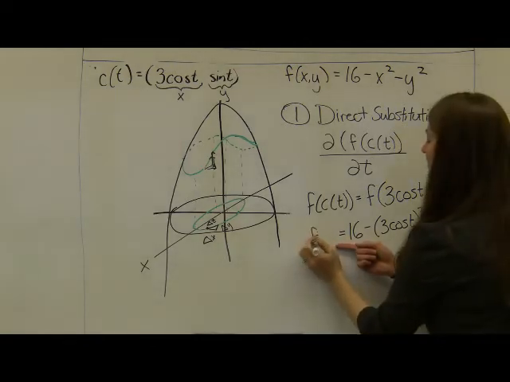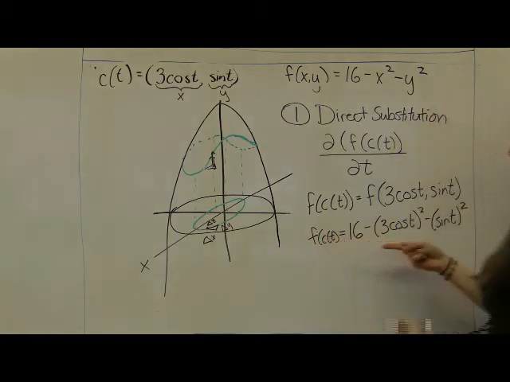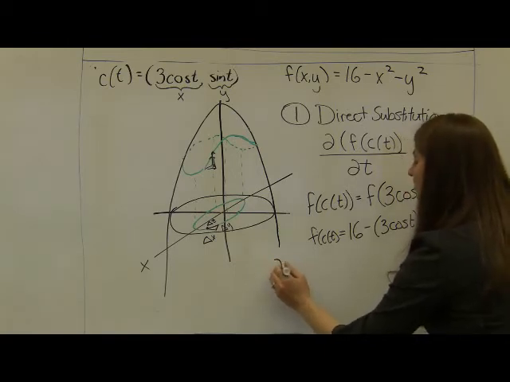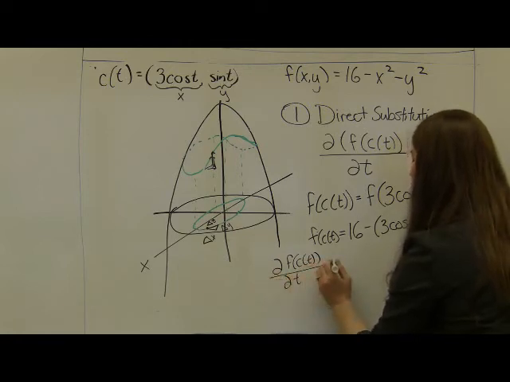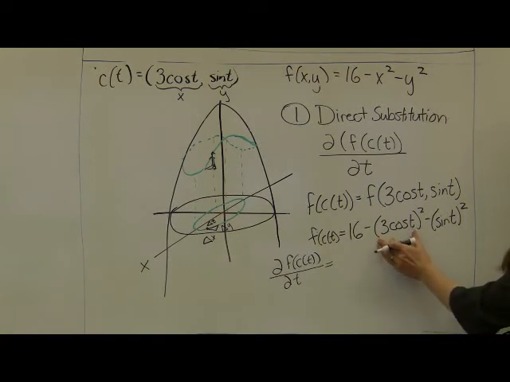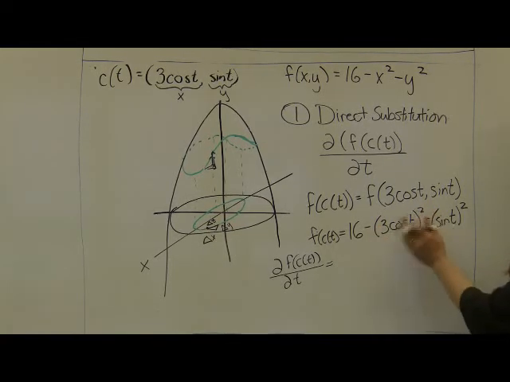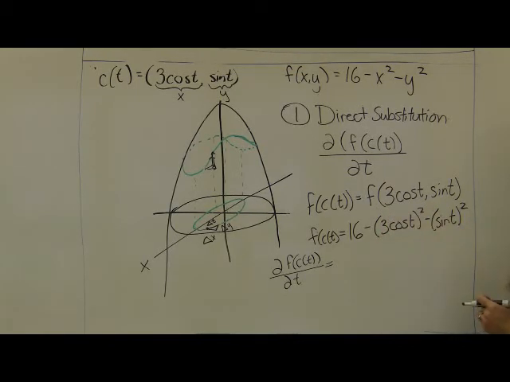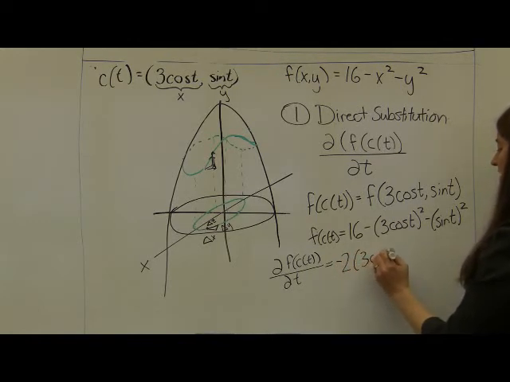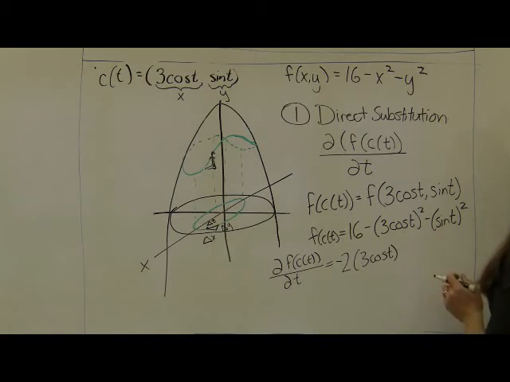So this is the composition, and now I want to take the derivative of this with respect to t. So what happens when I take the derivative? We know how to take derivatives. My derivative of f of c of t with respect to t. The derivative of 16 is 0. It's just a constant. The derivative of this whole chunk, I'm going to have to use chain rule because I have a composition of an inner function and an outer function. So the derivative of the outside is going to give me negative 2, 3 cosine t times the derivative of the inside, which in this case, the derivative of 3 cosine t is negative 3 sine t.